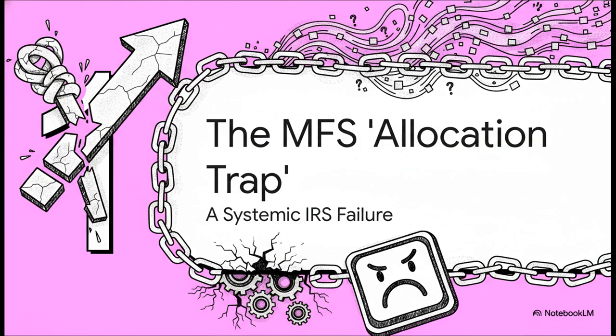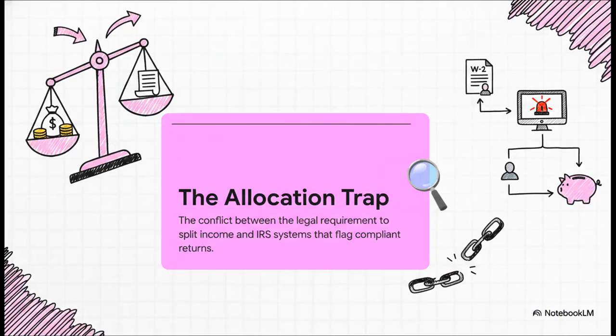So first things first, let's be super clear about what this problem is. This isn't about clients making mistakes. It's really about a fundamental breakdown in how the IRS processes these returns. Here's the bottom line. The trap exists because of a massive conflict. The law demands that your client split their community income, right? But the IRS's computer system, the Automated Under-Reporter, or AUR, is just not built for that. It's designed to do one simple thing: match a W-2 to a single Social Security number. It's a flaw in the system that actually ends up punishing people for being compliant.